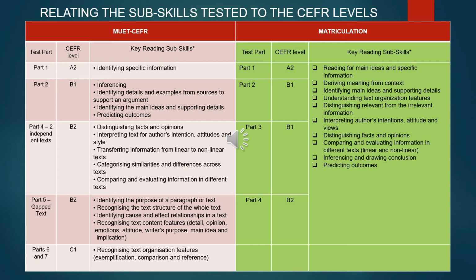As for the key reading sub-skills, for part 1, part 2, part 3, and part 4 are the same, which are reading for main ideas and specific information, deriving meaning from context, identifying main ideas and supporting details, understanding text organization features, distinguishing relevant from the irrelevant information, interpreting author's intention, attitude, and views, distinguishing facts and opinions, comparing and evaluating information in different texts, which are linear and non-linear, inferencing and drawing conclusions, and finally, predicting outcomes.